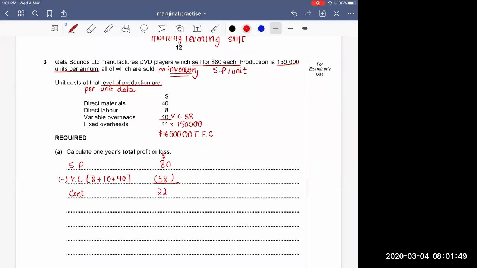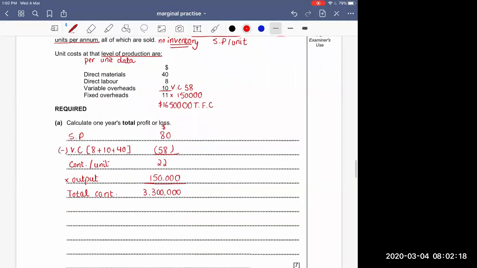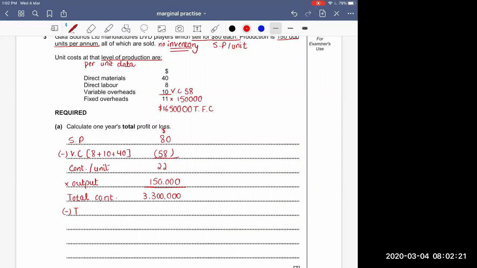This is contribution per unit. Multiply with the output level. And what is our output level? Currently, we are producing 150,000 units. Contribution per unit into the output level, the total contribution would be 3,300,000. That is 3.3 million. Minus the total fixed cost. Don't use per unit fixed cost. Total contribution minus total fixed cost is going to give us the profit.